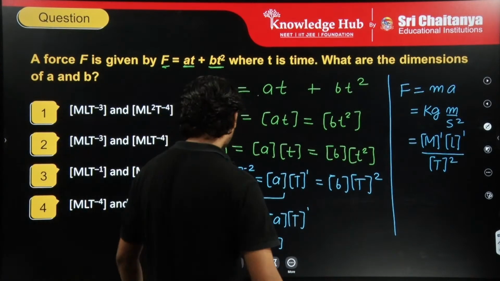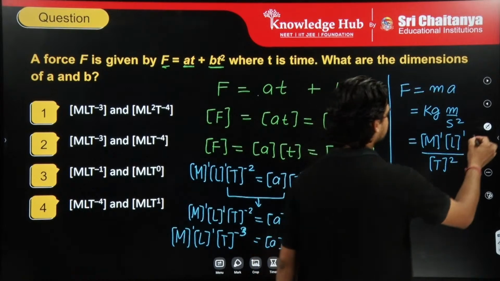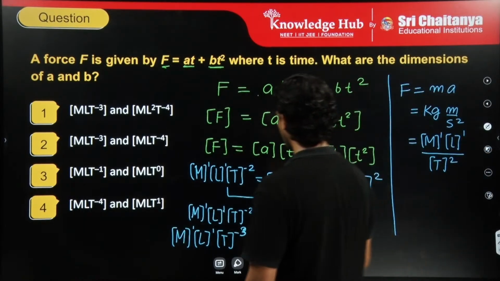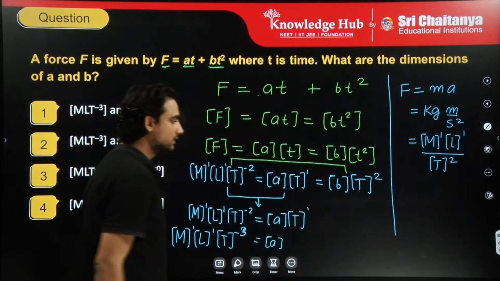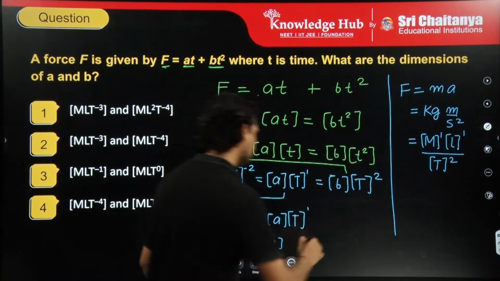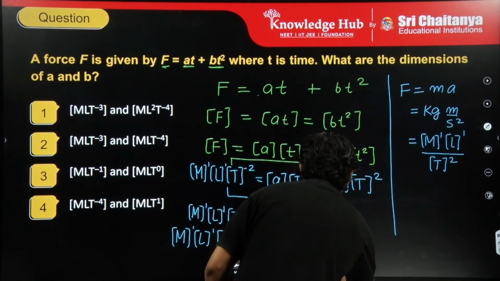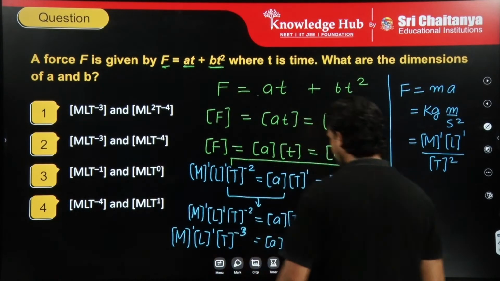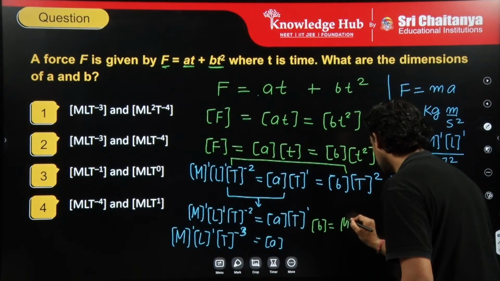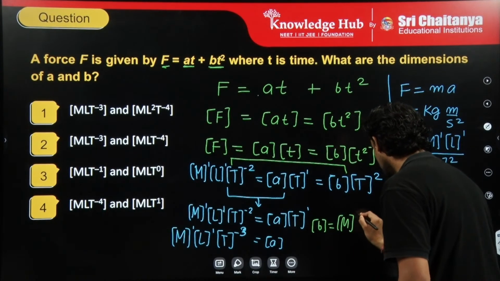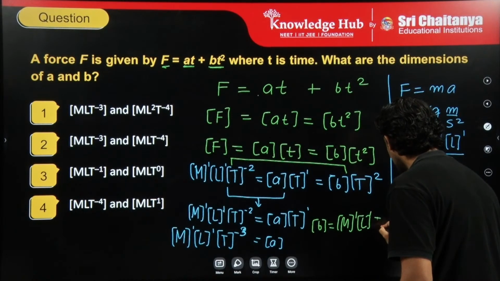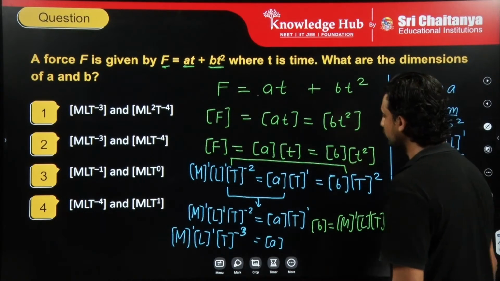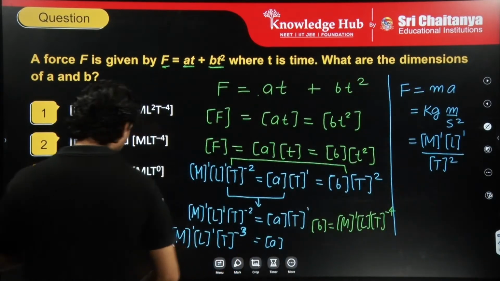Similarly, to find the dimension for B, what should we do? We should equate my first term and the last term. If you solve, the dimension of B comes out to be, I am writing it directly, M raised to 1, L raised to 1, and T raised to minus 4. You please try to solve it. What do you get from here?